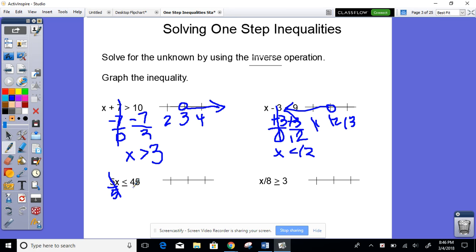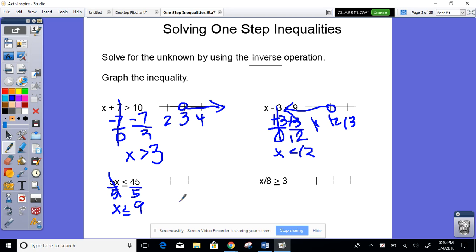What I do to one side, I do to the other. On the left, I divided by 5. On the right, I'm going to divide by 5, okay? What is 45 divided by 5? And that is 9. So my new inequality is x is less than or equal to 9.